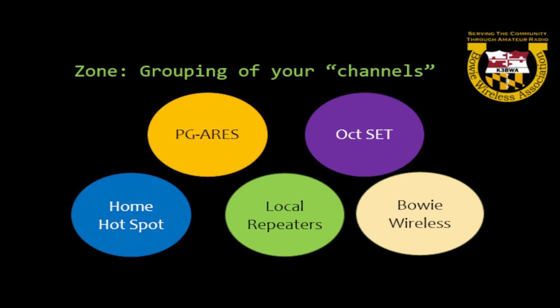The second example I'll talk about is the October SET. The October Simulated Emergency Test was a test that we did as part of K3BWA for the Maryland section. There was an exercise for ARRL, so we were going out in the field and finding these geodetic disks that mark locations. And we were using simplex frequencies.